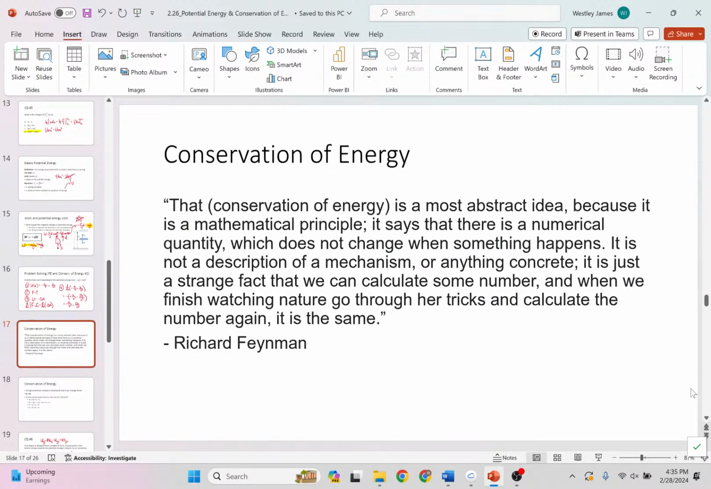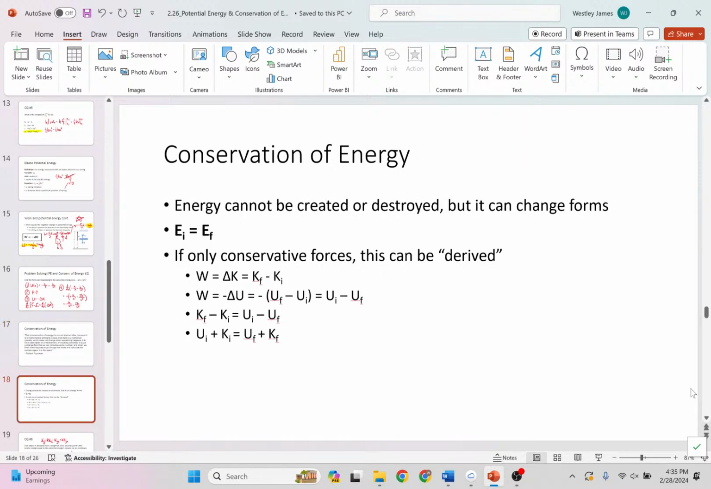Remember, this energy is just a made-up mathematical thing that works. It's very weird. Watch all the videos you want on it. Very weird stuff, but very straightforward. It says that the energy that you start with is the energy you end with. It doesn't matter. This is always true.